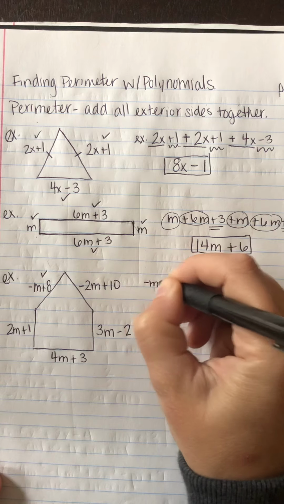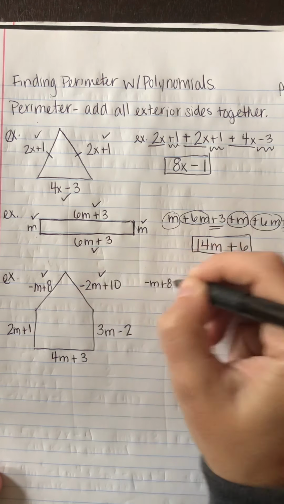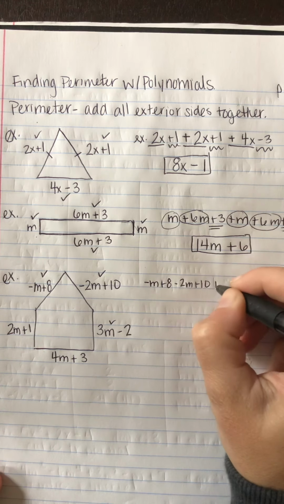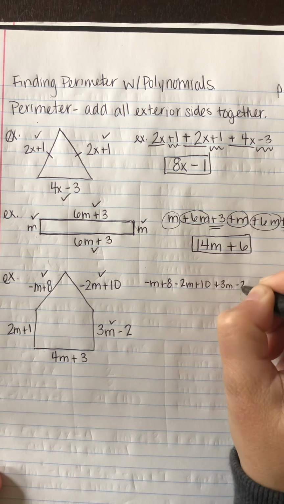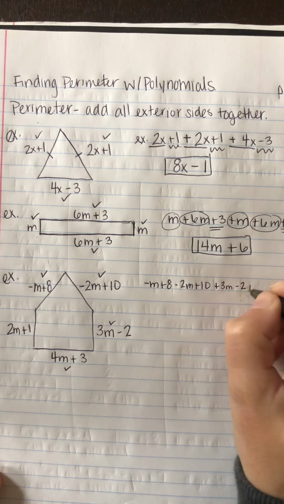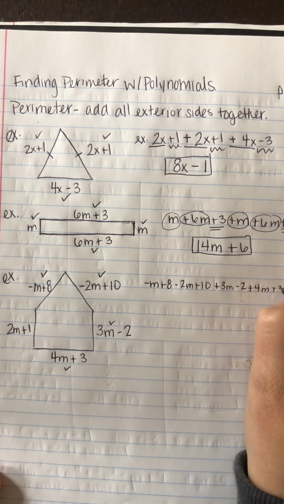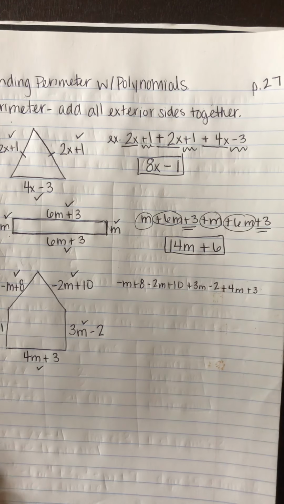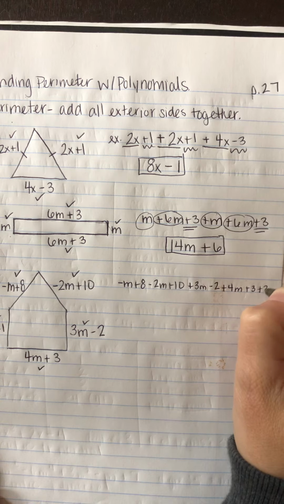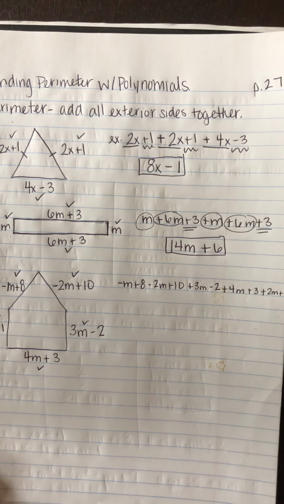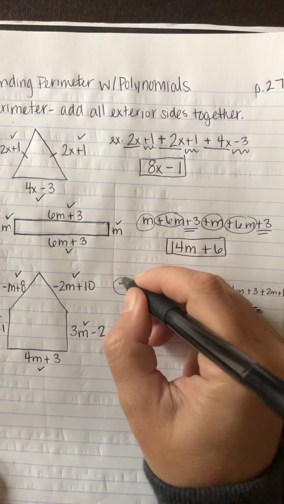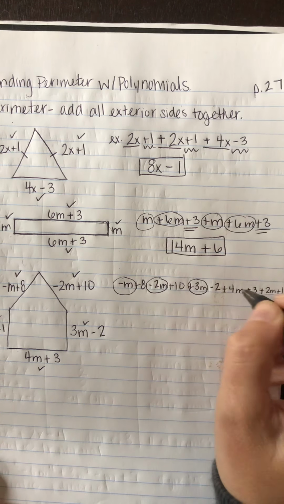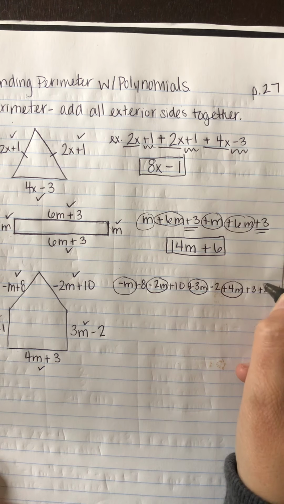We're going to have negative m plus 8 minus 2m plus 10 plus 3m minus 2 plus 4m plus 3. And then finally, we'll scoot it over. We're going to have plus 2m plus 1. And then we're going to combine our like terms. So we have negative m minus 2m plus 3m plus 4m plus 2m.